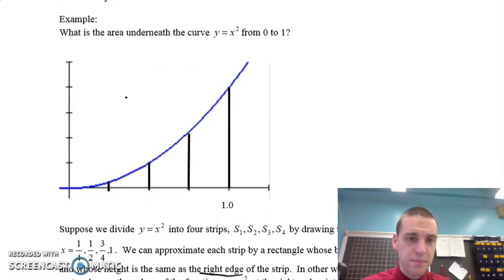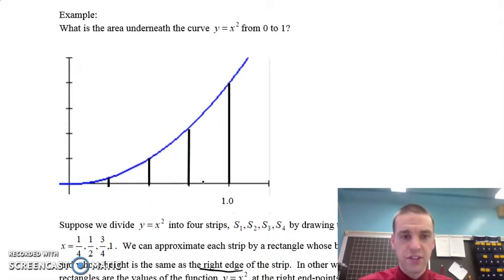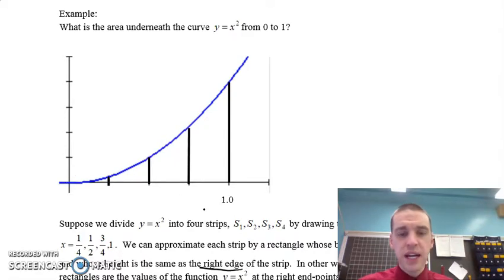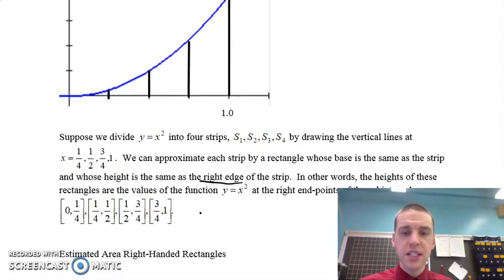And so what does that mean? How could we find the area under the curve y equals x squared from 0 to 1? Make sure you realize that's 1. Riemann said, well, what happens if we split up the area underneath the curve into little tiny rectangles? In this case, we're going to break it up into 4 different strips at x equals 1/4, 1/2, 3/4, and 1. And we're going to split them up into rectangles.